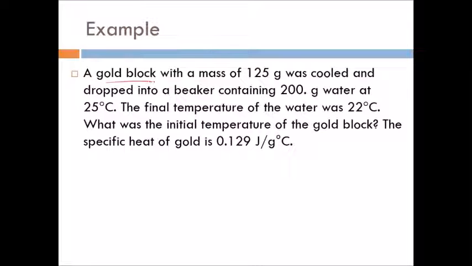The object gaining the heat gets the positive because it's an equal magnitude of transfer here. So if we have a gold block with a mass of 125 that's cooled and dropped into a beaker containing 200 grams of water at 25 degrees Celsius, the final temperature of the water is 22 degrees. What is the initial temperature of the gold block? They tell us the specific heat of the gold here.